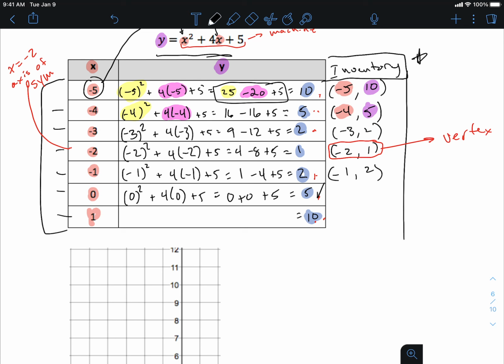Okay, let's do the next one. 1 squared plus 4 times 1 plus 5. That looks like 1 plus 4 plus 5. That looks like 10 to me. Right? And so you get 0 and 5 for that point, and you get 1 and 10 for that point.